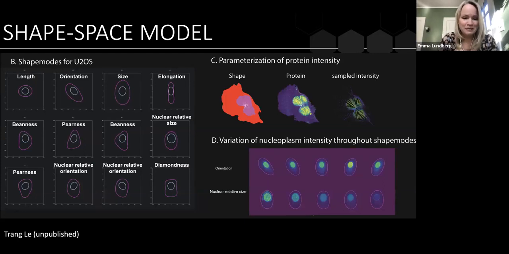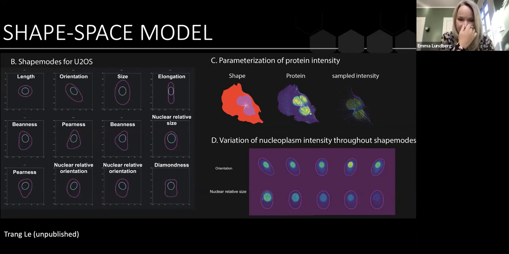This was supposed to be a moving image. Sorry, it seems to be static, but we can identify these different shape modes. And for example, some of them might relate to the elongation of the cell, and some might relate to the size of the cell or the size of the nucleus in relation to the cell. So we have these different modes. We can now go back to our image collection and map the protein intensity onto these different shape modes, and we can start to ask questions.